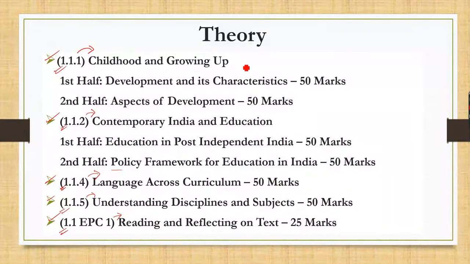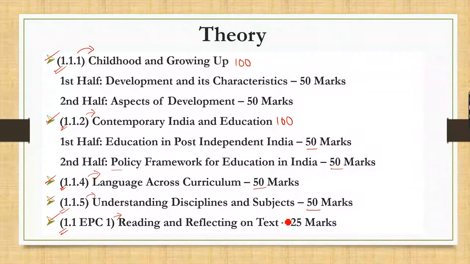Now let's see the allotment of marks for the subjects. For the first subject, which is childhood and growing up, it's a total of 100 marks. 100 because 50 is for the first half and 50 for the second half. Likewise, for contemporary Indian education, also it's 100 marks. 50 for the first half and 50 for the second half. 1.1.4 or language across curriculum has no divisions like the first and the second one. So it's a total of 50 marks. 1.1.5 understanding disciplines and subject is of 50 marks.